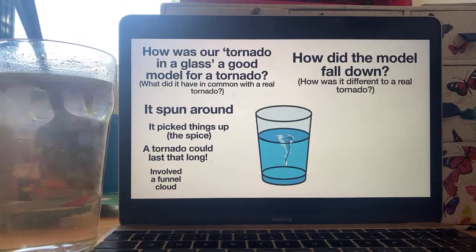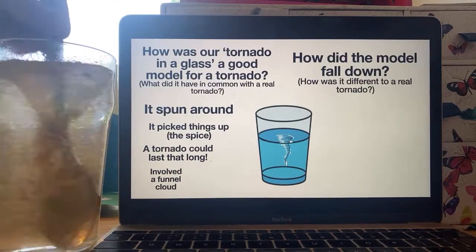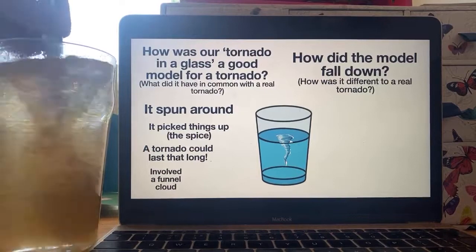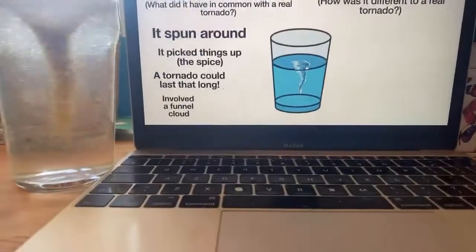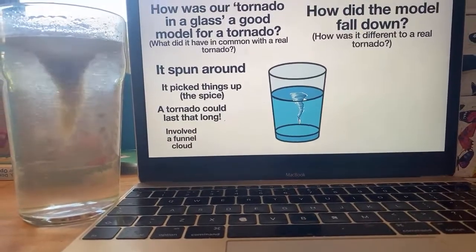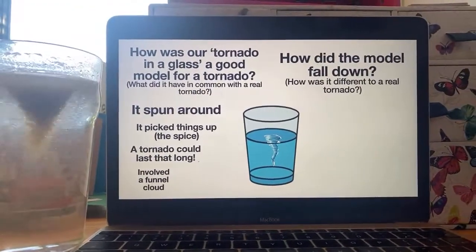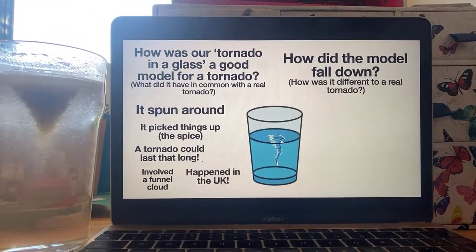Did you get that? A lot of people were saying it was a bad model because it didn't touch down. You might be able to get one that touches down, but mine doesn't quite touch down, though I suppose it was a good model for a funnel cloud. And I wrote it happened in the UK as well, because I live in the UK and this model is also happening in the UK. Why was it different to a real tornado?